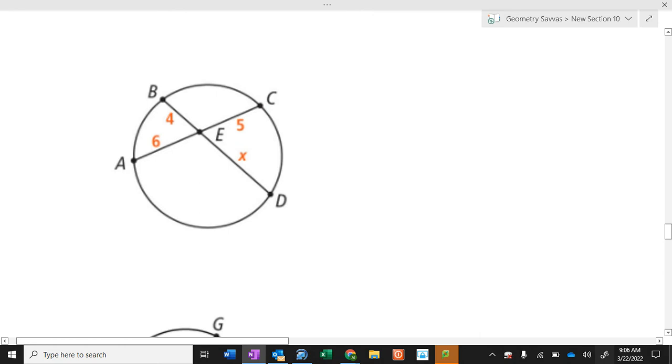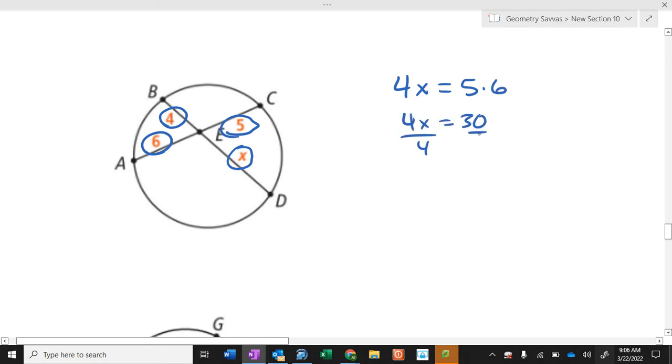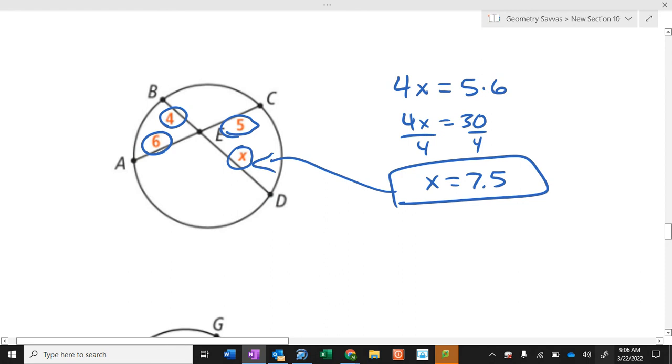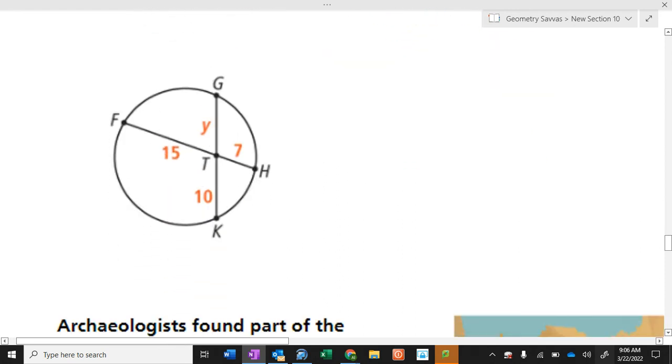Okay. You take this part of this chord times this part of this chord. 4 times x equals this part of this chord times this part of this chord. 5 times 6. So 4x equals 30. If we divide by 4, x equals 7.5. That's how long this line is. Okay? Easy peasy lemon squeezy.